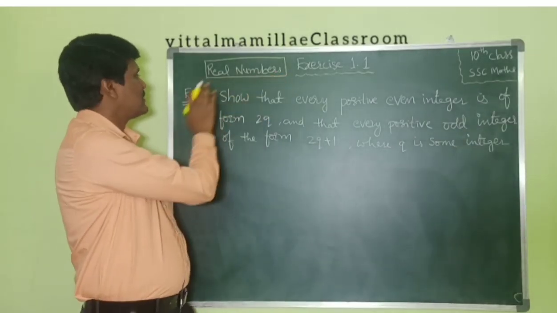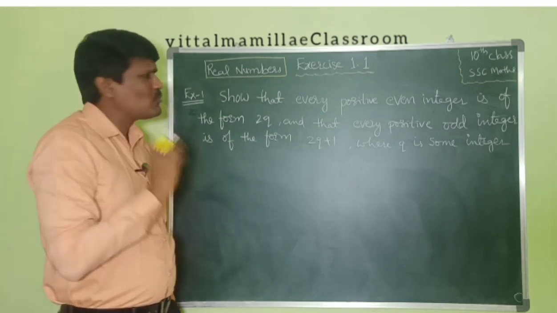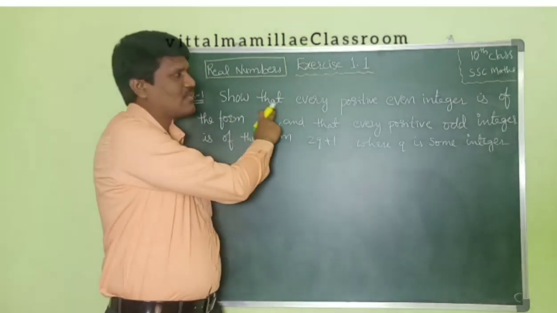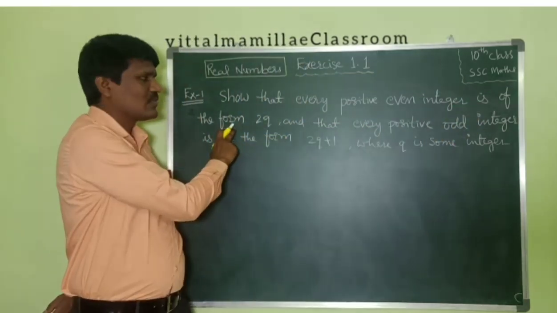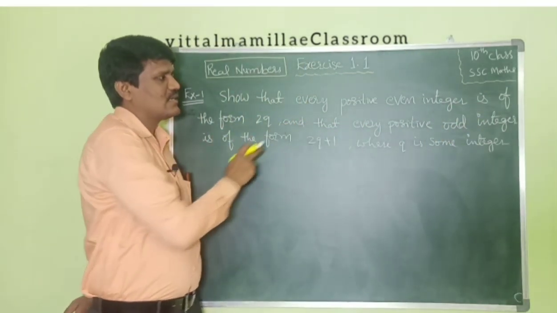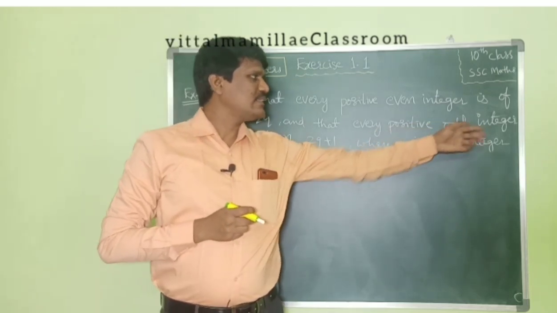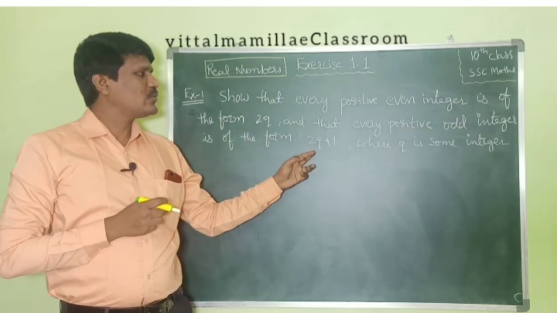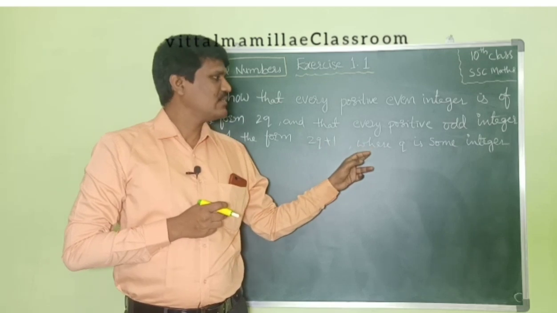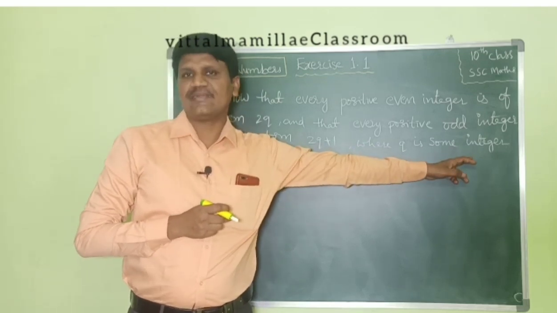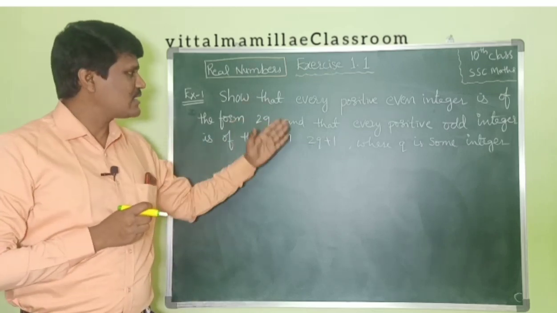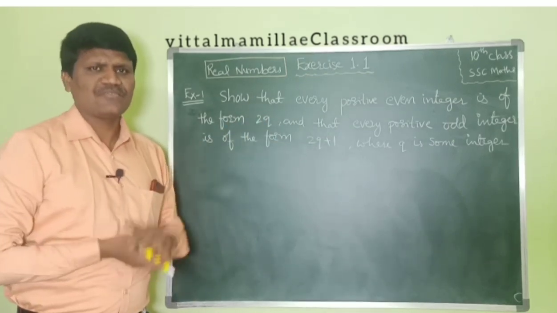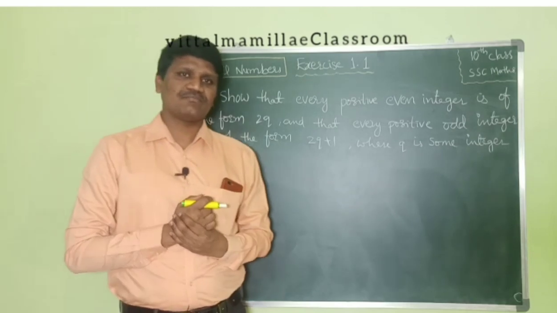Before exercise 1.1 there is an example problem. The example problem is: show that every positive even integer is of the form 2q and that every positive odd integer is of the form 2q plus 1, where q is some integer. The most important thing is you should understand the problem first. If you understand the problem, you can easily solve it.